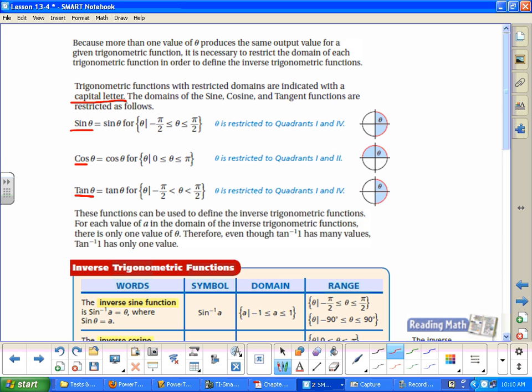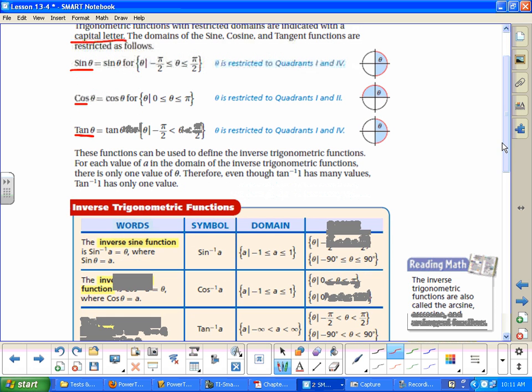So you notice here's capital letter S, capital letter C, capital letter T for them. And then they have restricted domains. For sine, theta is between negative pi over 2 and pi over 2. For cosine, it's between 0 and pi. And for tangent, it's between negative pi over 2 and pi over 2. And they have that down here in the chart. And notice that for sine, then, it's the right-hand side of the unit circle. For cosine, it's the top. For tangent, it's the right-hand side. And we'll talk about that more specifically here in a second.